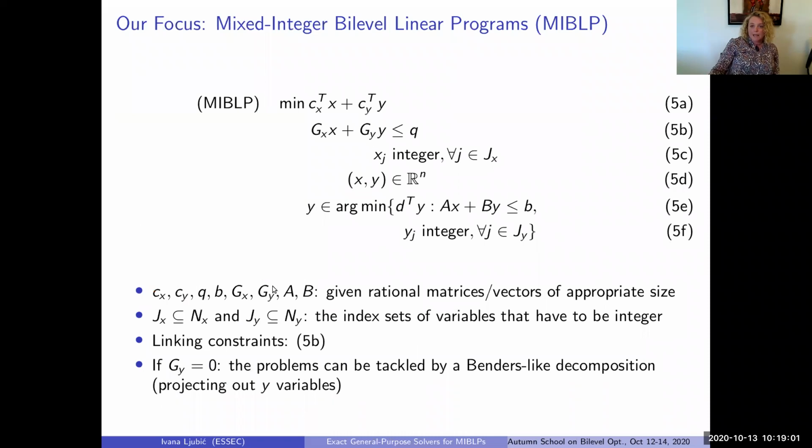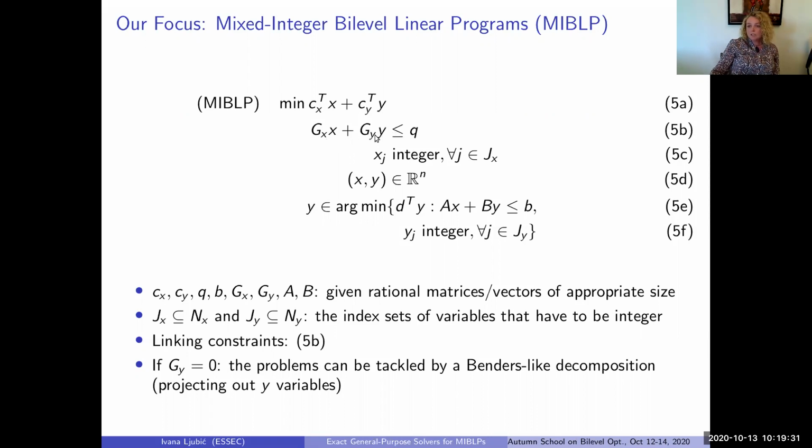Okay. And so now we focus on the mixed integer bilevel linear programs. And this is the notation that we are going to use throughout this lecture. At the upper level, or at the leader level, we have a linear objective function, which is separated by the decision variables x, which are fully controlled by the leader, and the decision variables y. Then we have constraints that we call the coupling constraints or the linking constraints.